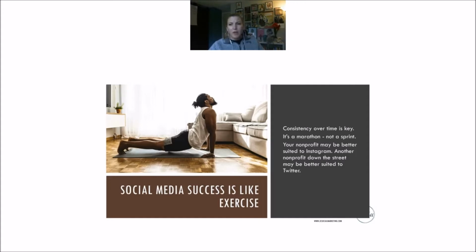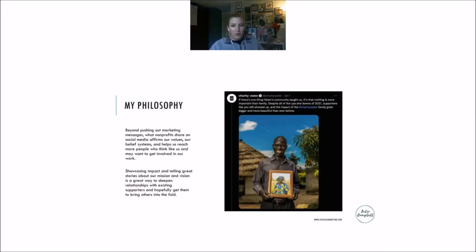So the way I feel about it is that your nonprofit might be better suited to Instagram, and someone down the street might be better suited to Twitter. It's sort of like, I really like spin class, and then I have friends who are like, absolutely not, and they like Pilates, or they don't exercise, or they like walking, whatever they like. So there's no one size fits all. There are ways to determine what could work best for your organization.